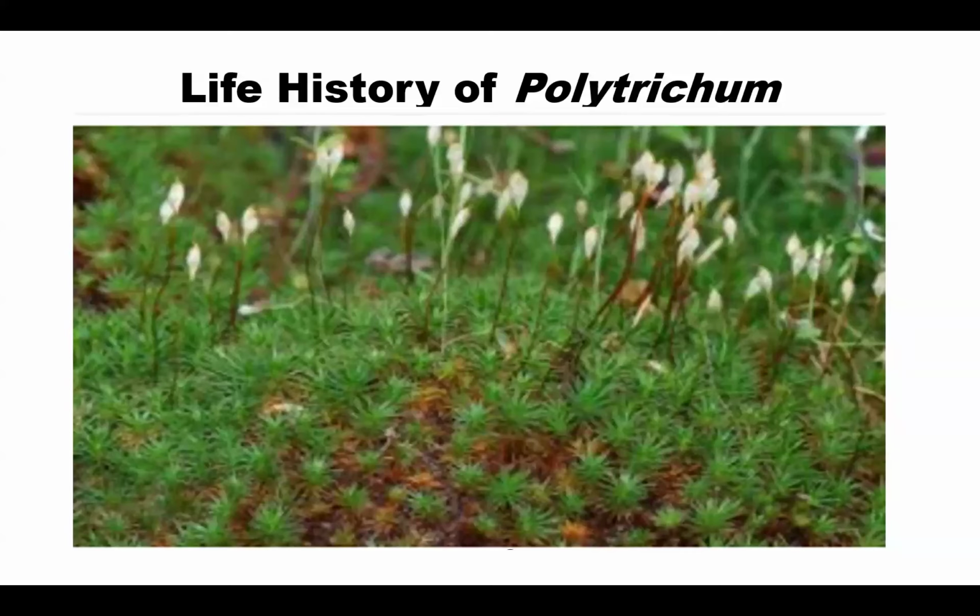My dear students, welcome. Today we are going to start Polytrichum, which is a bryophyte. Bryophytes are divided into three classes: Hepaticopsida, Anthocerotopsida, and Bryopsida. Under Bryopsida, we are going to study a type called Polytrichum. Here on the screen, you are seeing the Polytrichum plants with a white colored sporophyte on the green colored gametophyte.